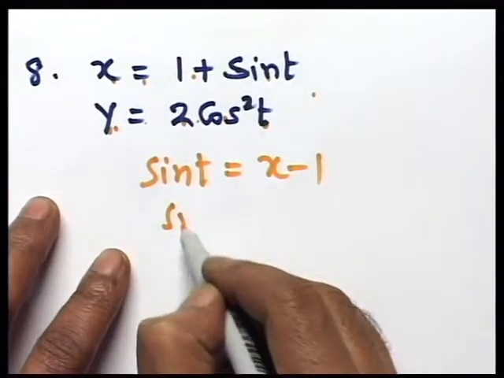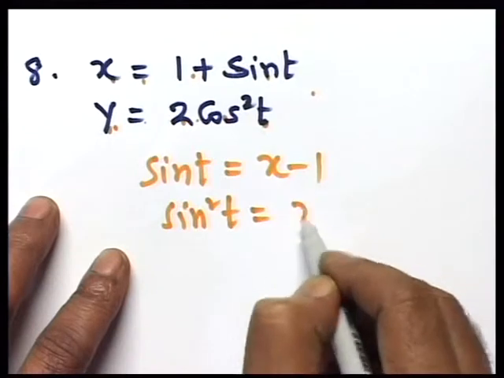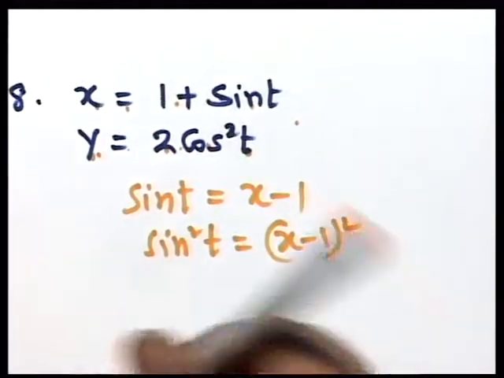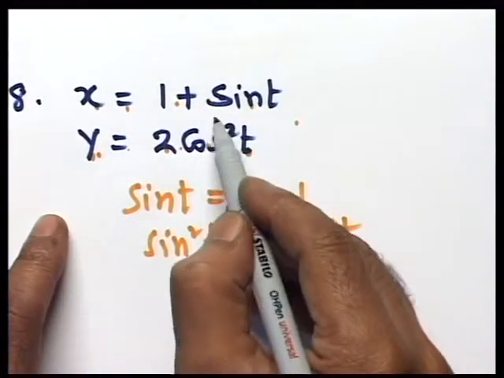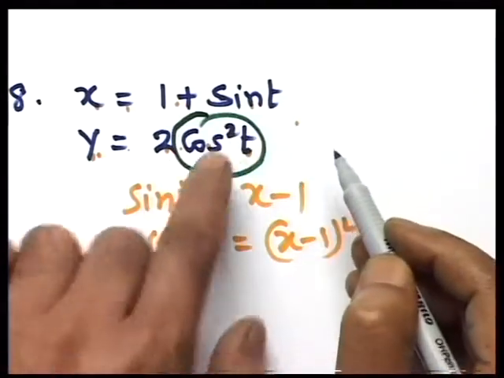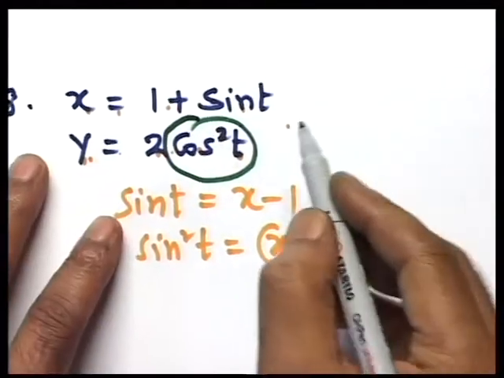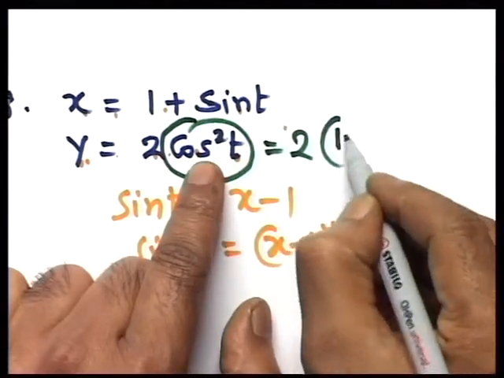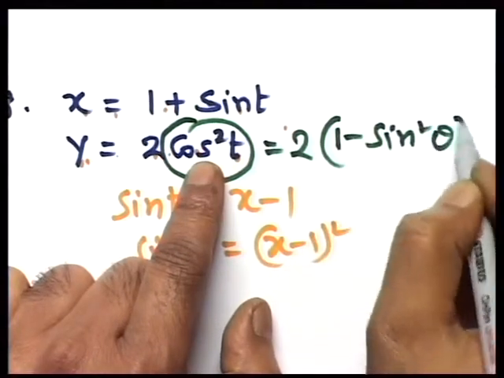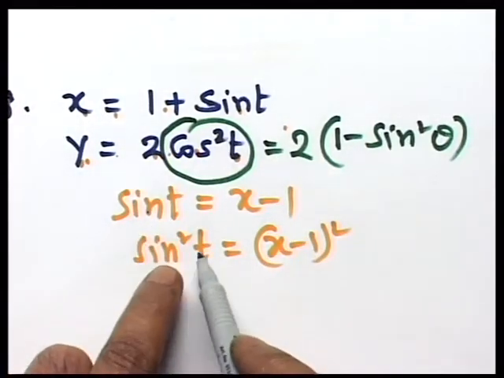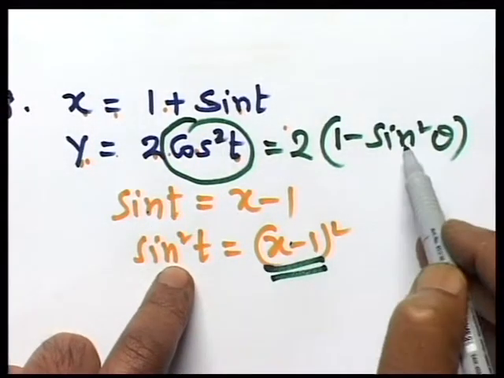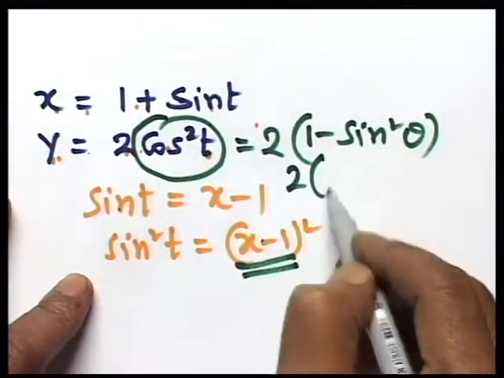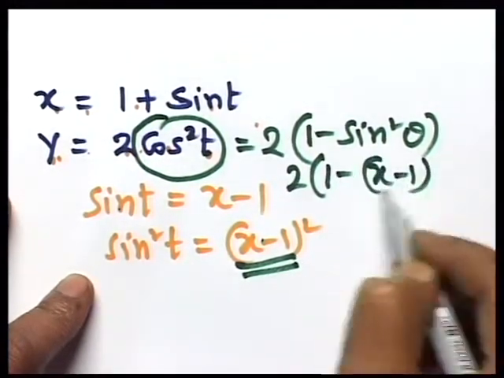And sine squared t equals (x minus 1) whole square. Now, why are we doing this? We can express cos square in terms of sine square. We know that, isn't it? So that's 2 bracket, cos squared theta is 1 minus sine squared theta. See, now we got sine squared theta value there. We can substitute. So the answer should be 2 bracket 1 minus (x minus 1) whole square.